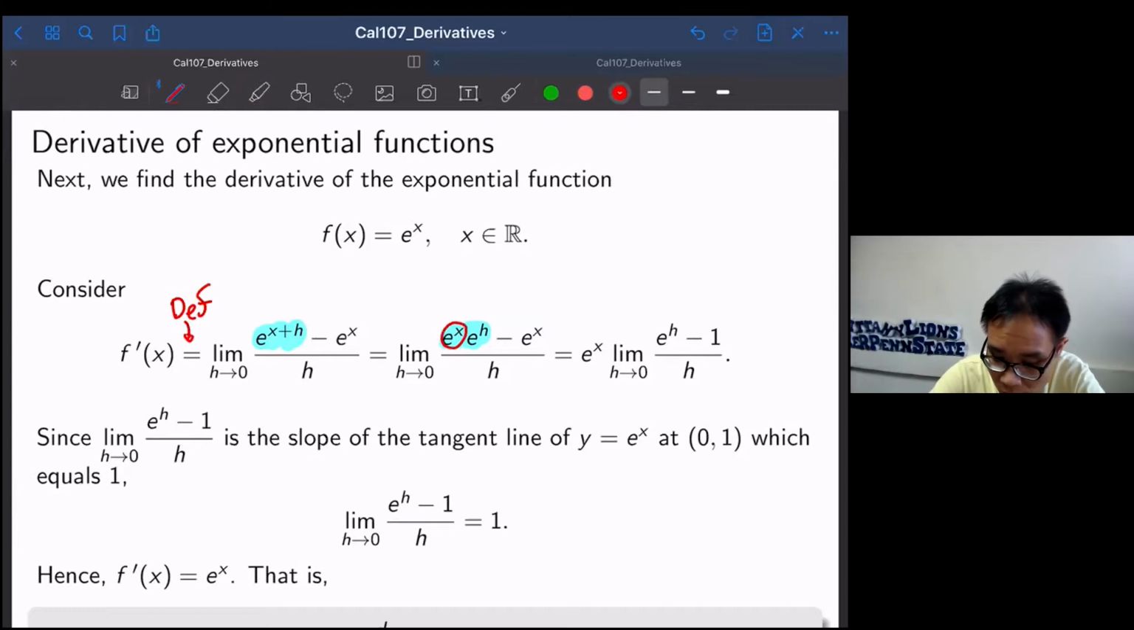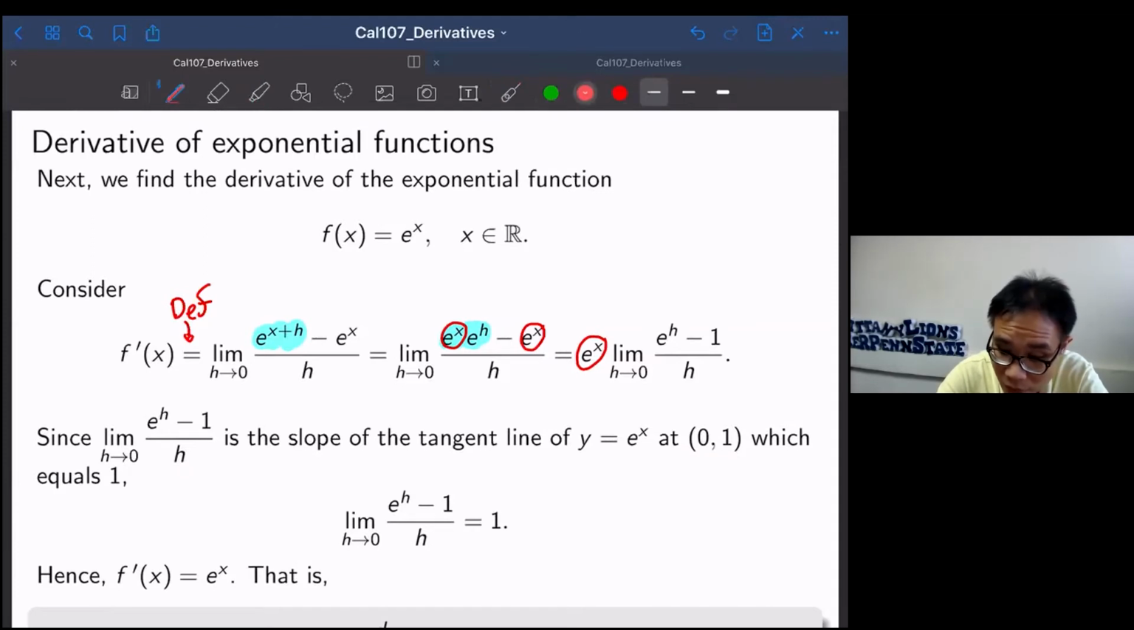So you be able to pull out e to the x. You just pull e to the x out, and you get the limit as h goes to 0 of (e to the h minus 1) over h. And what is this limit? This limit turned out to be the slope of the tangent line of y equal to e to the x at (0, 1).